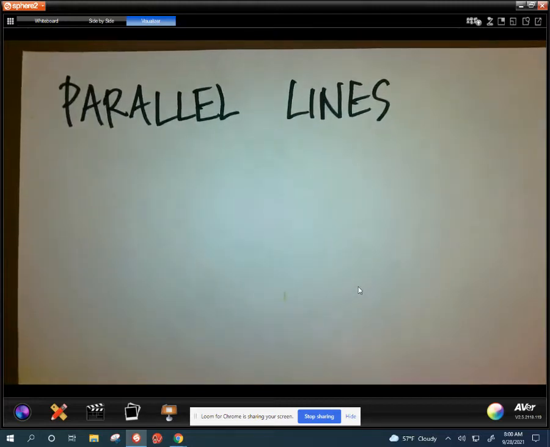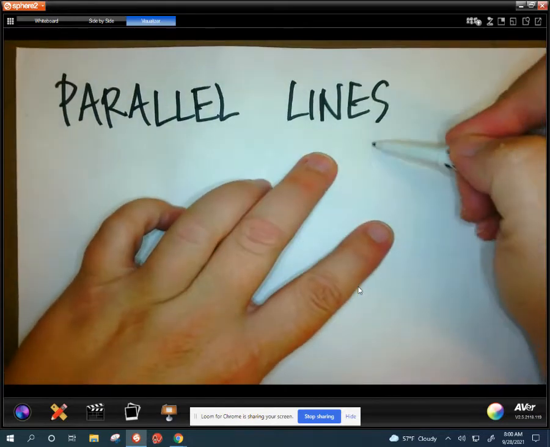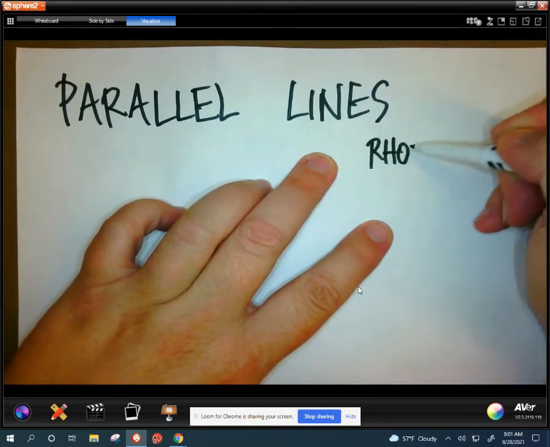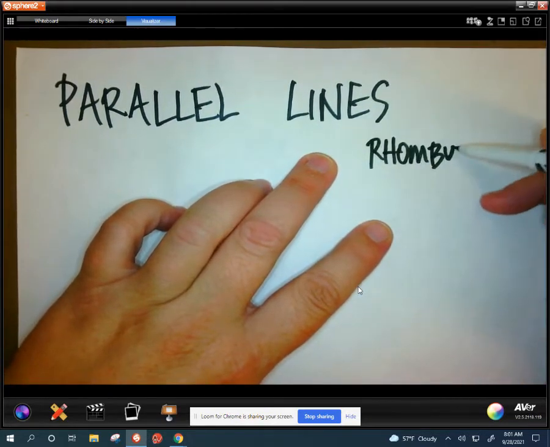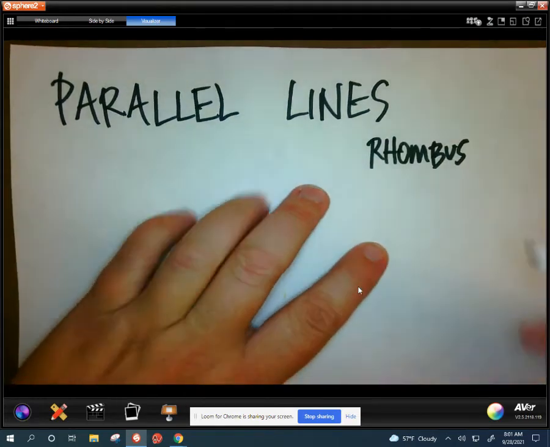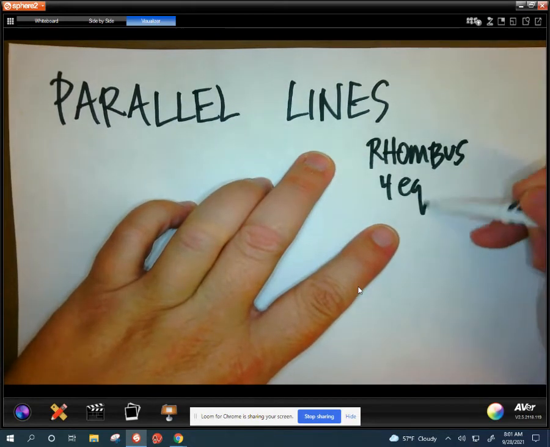Constructing a line parallel to another line, or creating parallel lines. There is definitely more than one way to do this construction. I base my construction in the understanding of what a rhombus is. A rhombus is a quadrilateral with 4 equal sides.